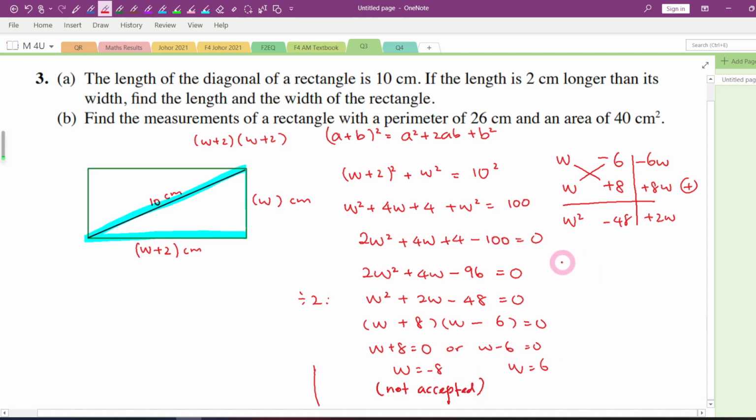Okay, let me answer the question. The width will be 6 centimeters, and the length. Okay, you cannot stop here because the question asks you to find the length and the width. You need to answer the question. Width and the length. Length is W plus 2, which is equal to 6 plus 2, 8 centimeters. Okay, so this is the answer for 3A. Now let's go to 3B.